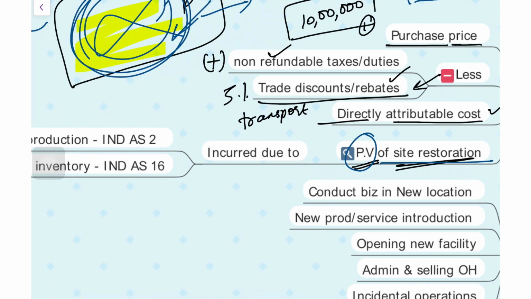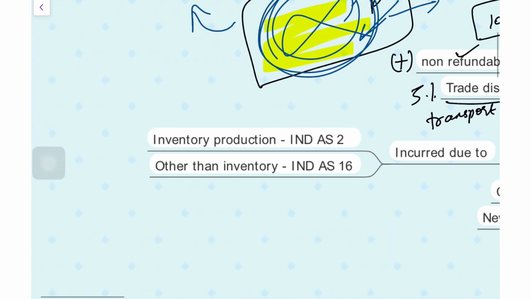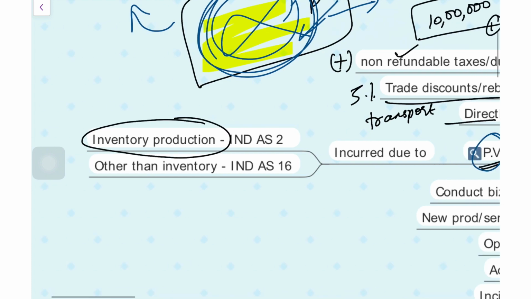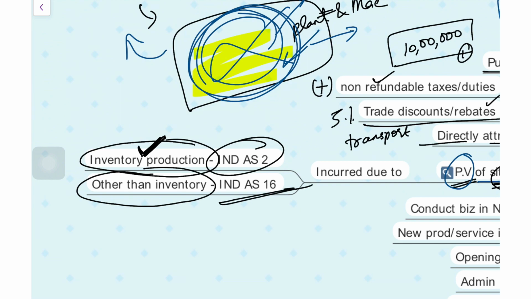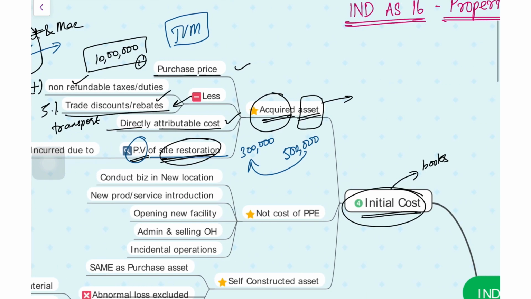There is one more point that you have to remember: if such expenses of site restoration are incurred due to inventory production, that means you have incurred this site not to set up your plant and machinery, but to set up an area where you're going to produce inventory, and these expenses are totally related to the inventory production part, then in such case you have to bring this cost into Ind AS 2. But if this cost is incurred to set up a site in such a place where you can use this plant and machinery or any purpose other than inventory, then in such case it can come under Ind AS 16. So I hope you understood this.